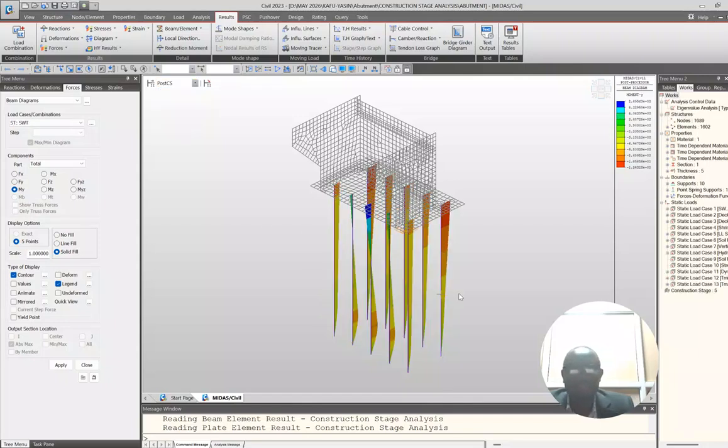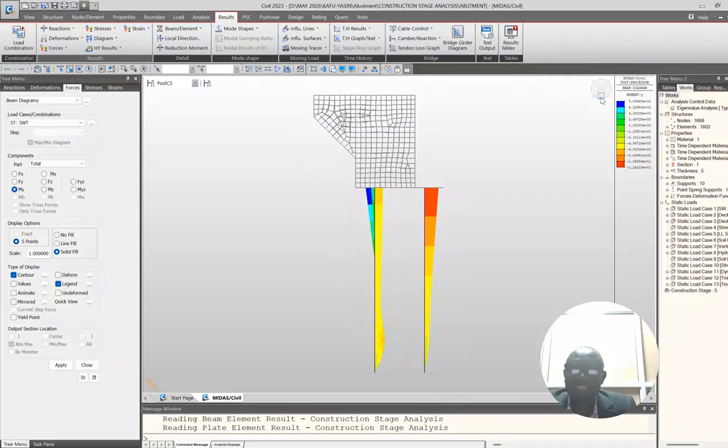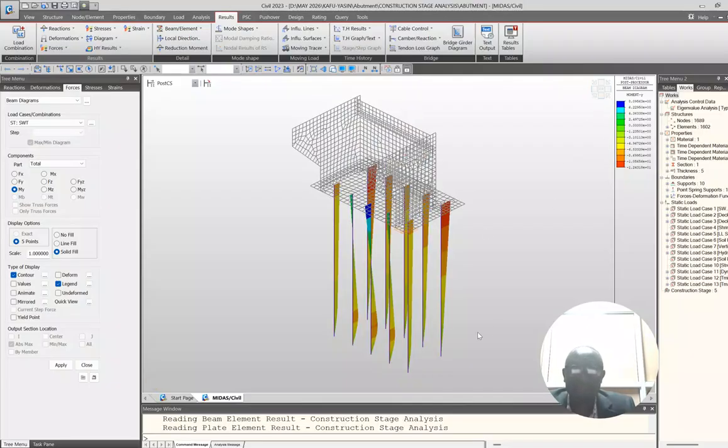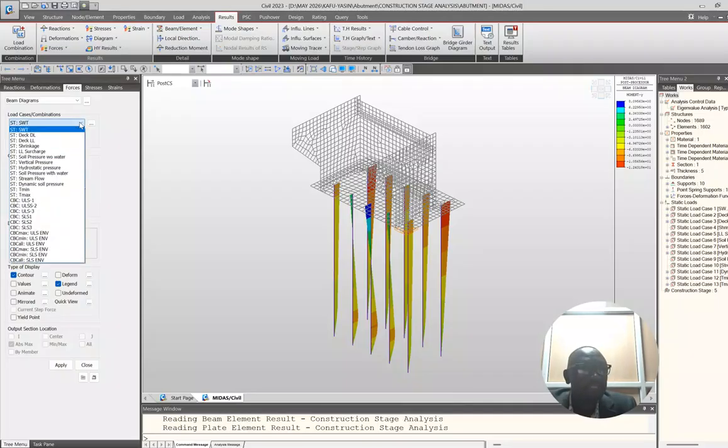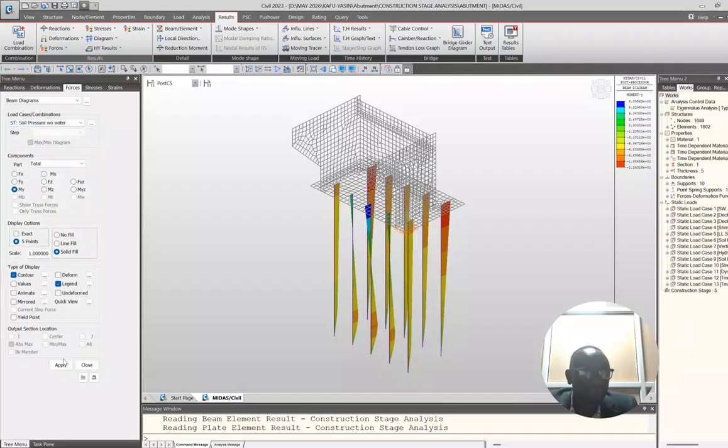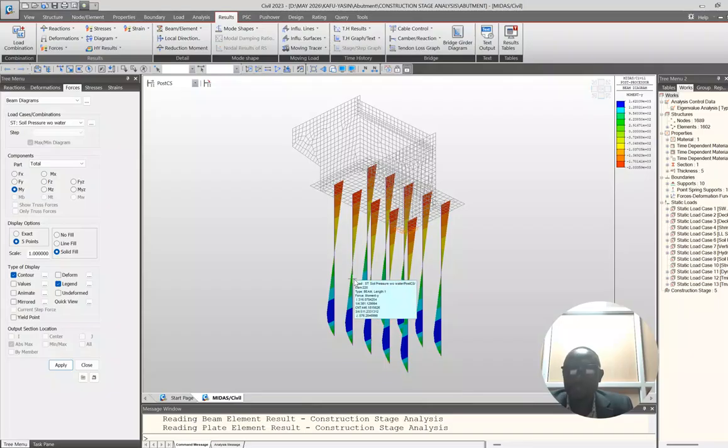Now this is only for self-weight. In your self-weight, you can see that the behavior is different, because these piles have different behavior based on how they are loaded. And then if you put in a bit of lateral load, like when you apply soil pressure on this abutment, definitely you are going to see all that. So the different loading and different stages have different responses, and then they accumulate.